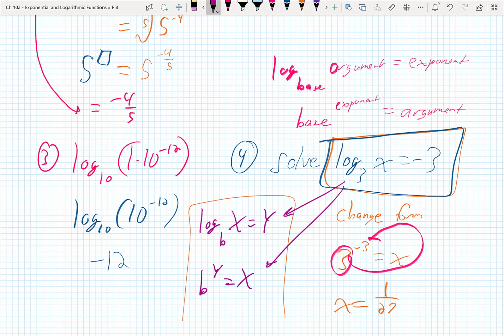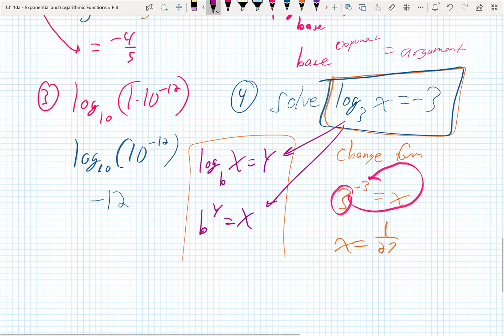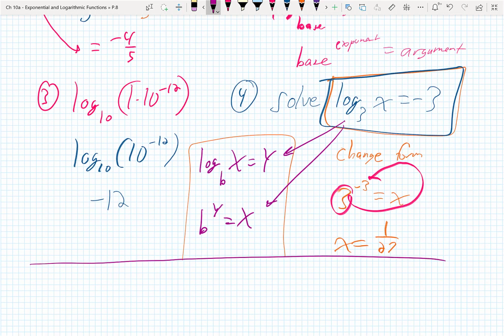Yes, Hannah? What if the question is log base 3 of y equals negative 3? Well, you just say y equals 1/27. You only replaced x and y. These x's and y's, when I wrote that rule, aren't set as x's and y's. I just put them there as whatevers.